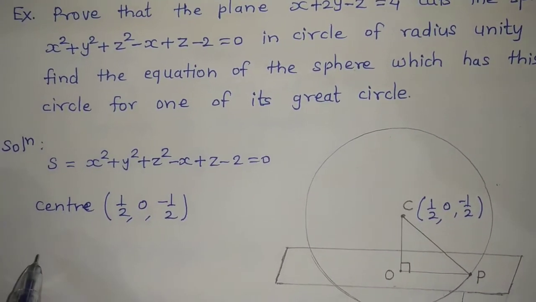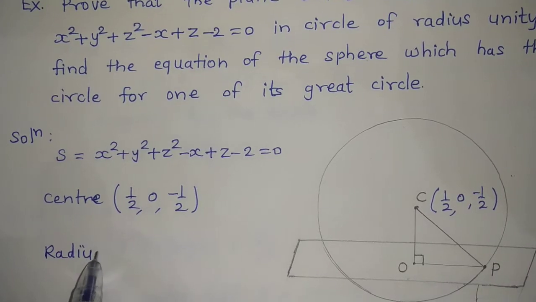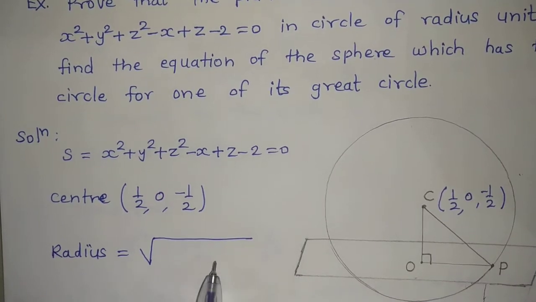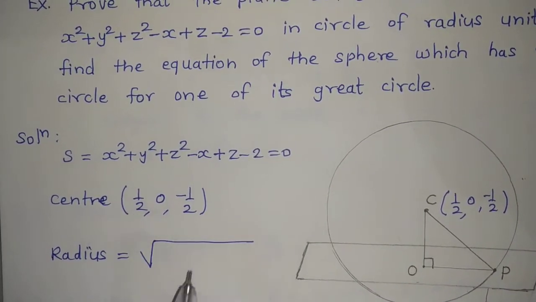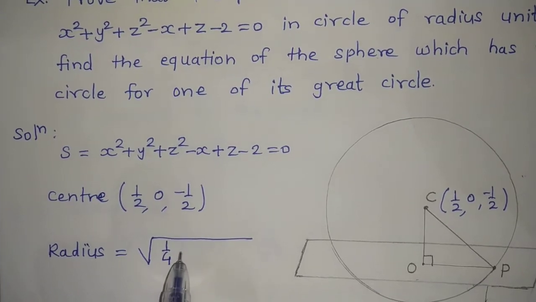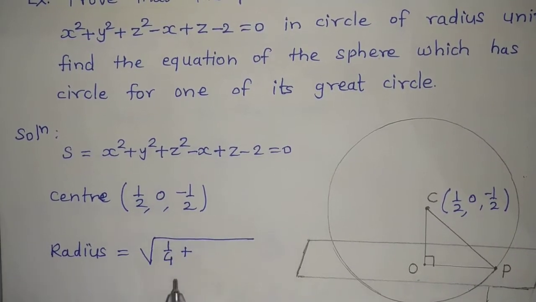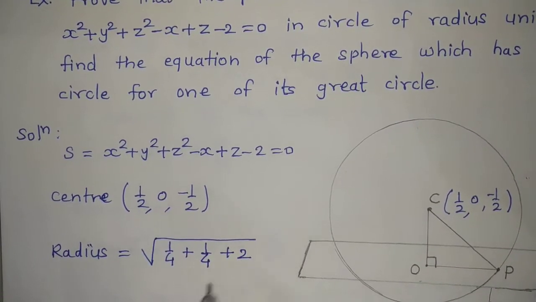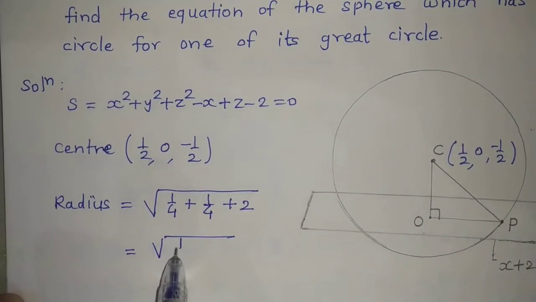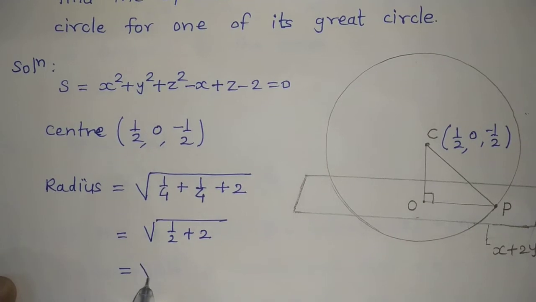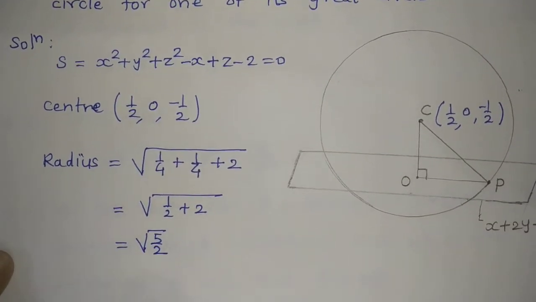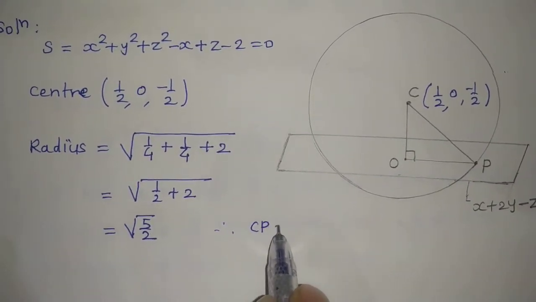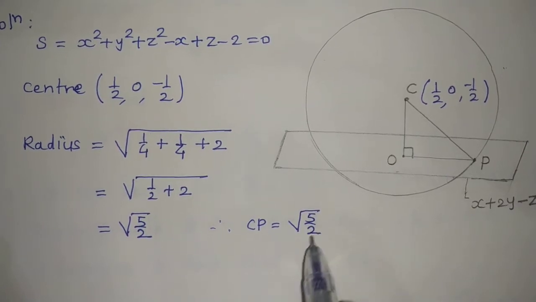Now what is the radius of this sphere? Radius is equal to the square root of u² + v² + w² - d. So what is u²? u² is 1/4, plus v², v is here 0, and w² is 1/4, minus d, so minus minus plus 2. So it is root of 1/2 + 2, that is root of 5/2. So the radius of this sphere is root 5/2. Therefore I write here CP is equal to root 5/2.